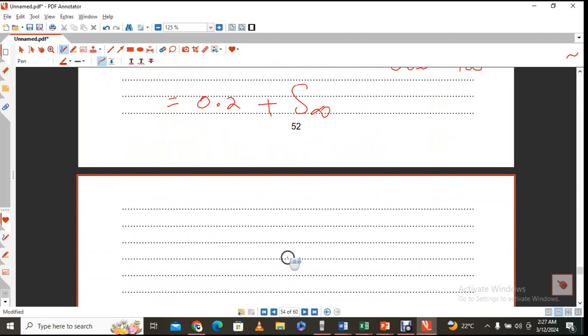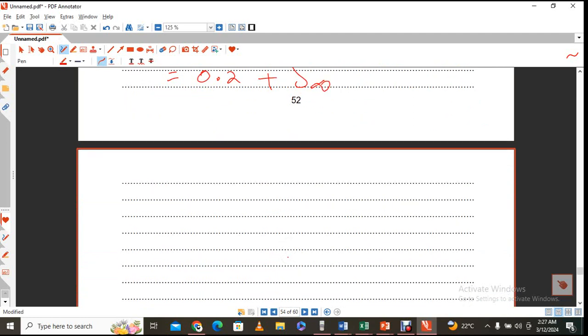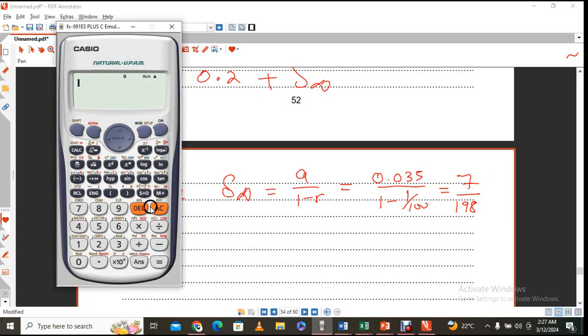Right, so let's just continue to the next page. So I will then say, using the sum to infinity, a over 1 minus r is the formula. I have 0.035, that is the value of a, and then I have 1 minus 1 over 100. And if you were to punch that in, you get 7 over 198. Let's just confirm. So we have 0.035 over 1 minus 1 upon 100. Of course, you get 7 over 198.